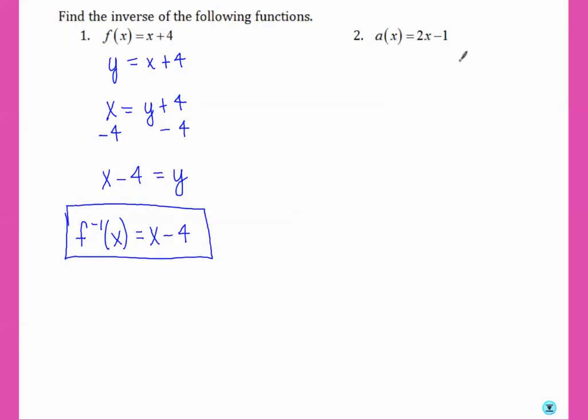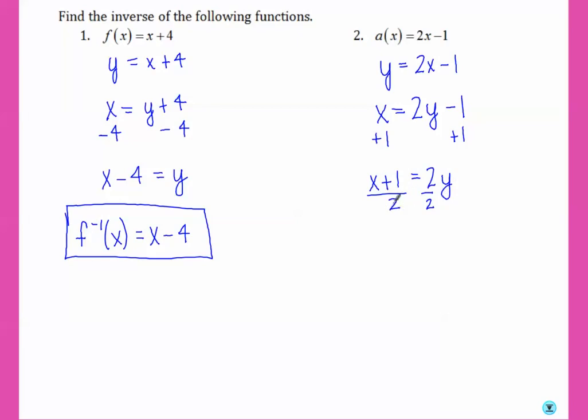So let's try another one. Switch a of x to y. Switch our y and our x. And just the letters move. None of the numbers around them move. Then we need to solve for y, so we're going to add 1. And divide by 2.